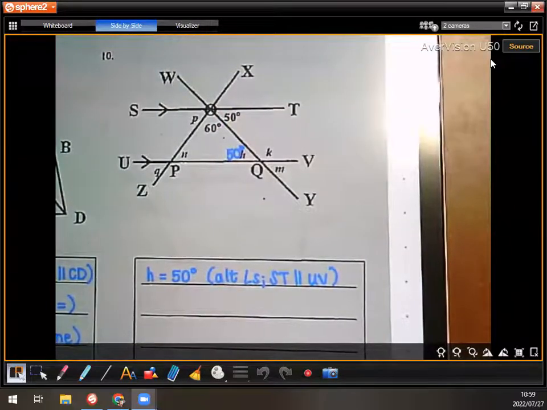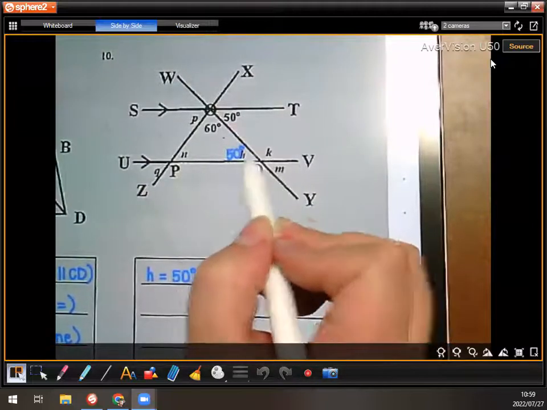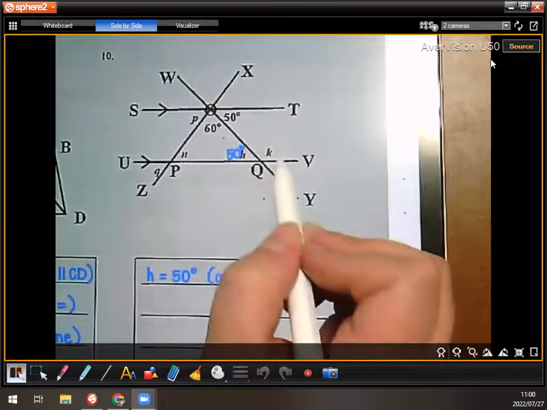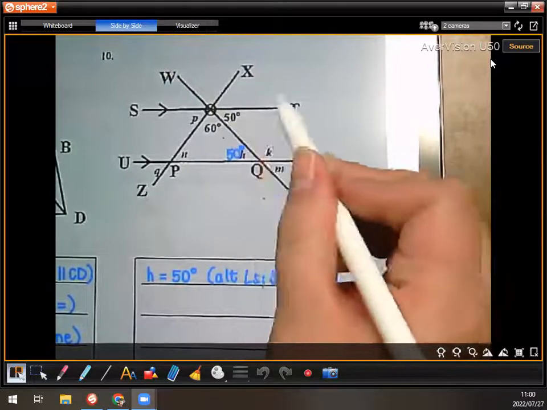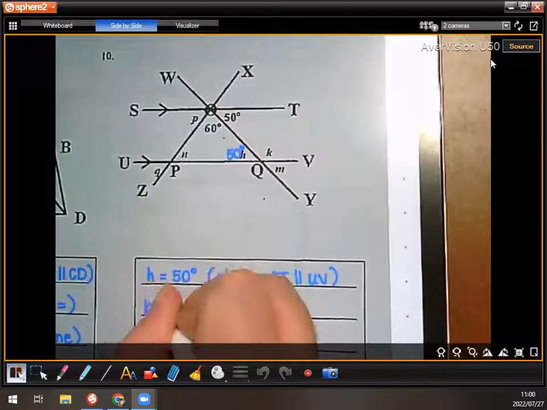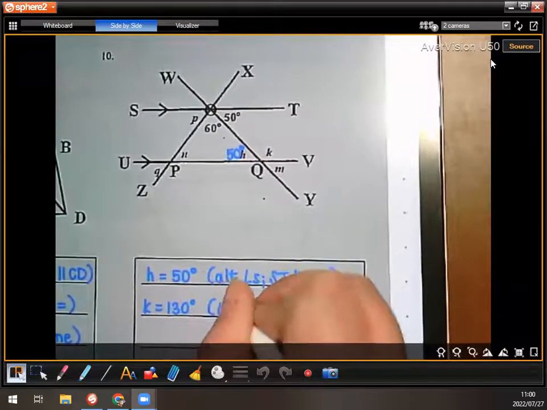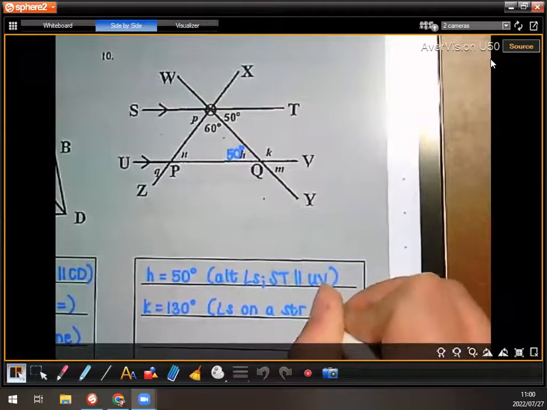What's next? K. Yeah, K is next. Alright, K is just next to this 50-degree angle. So K is going to be 130, hey? Angle on a straight line or co-interior angle. Okay. So K is going to be 130 degrees. Let's stop with angles on a straight line.